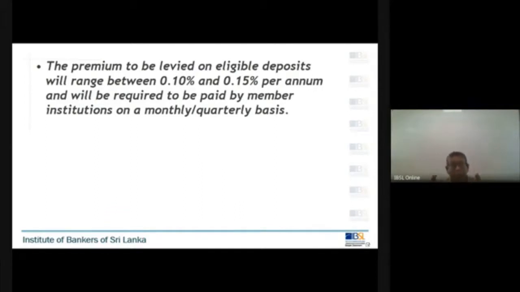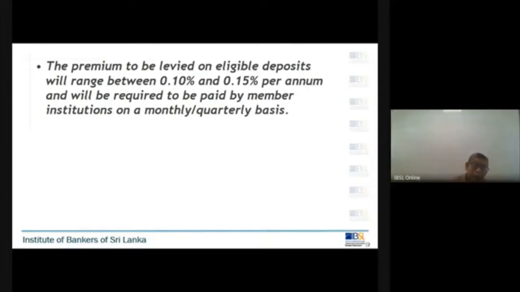Now, how do they calculate the premium? This is the way they calculate the premium. Very carefully, just listen to me and please put down some figures. They say the premium will range from 0.1% to 0.15% per annum on the deposits held by financial institutions like banks and finance companies.